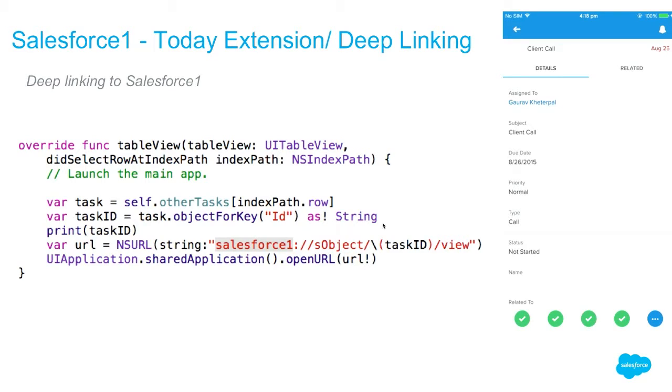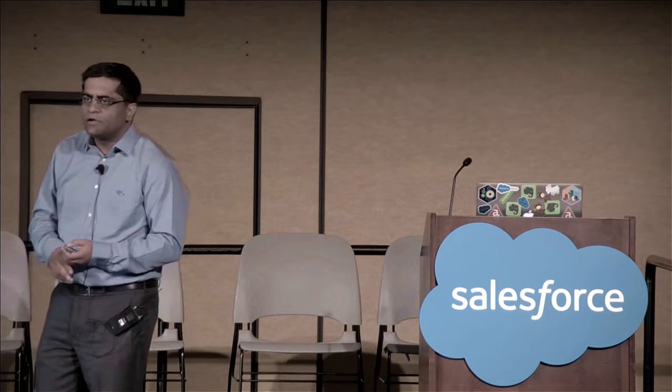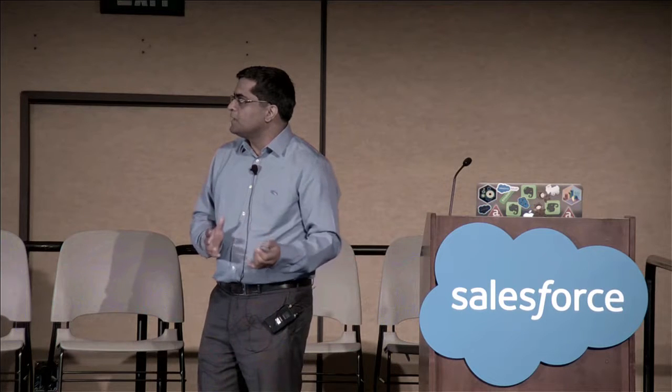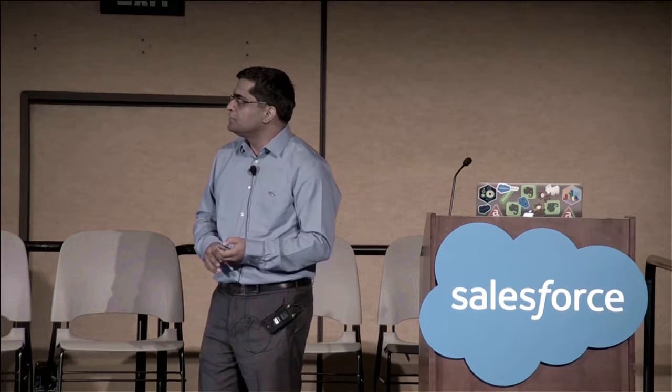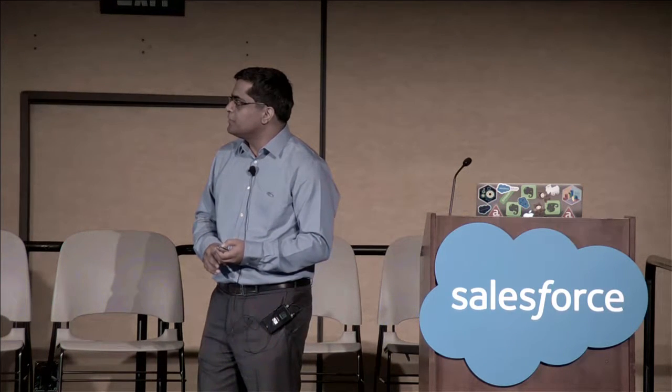And then all I need to do is open the URL, which is Salesforce One /s object, pass that task ID, and then view. So this will open that particular task in the view mode within Salesforce One. This is typically called deep linking in iOS terminology. I'll actually come to the demos. I'll club all of them together, and I'll just continue with the rest of the part for now.